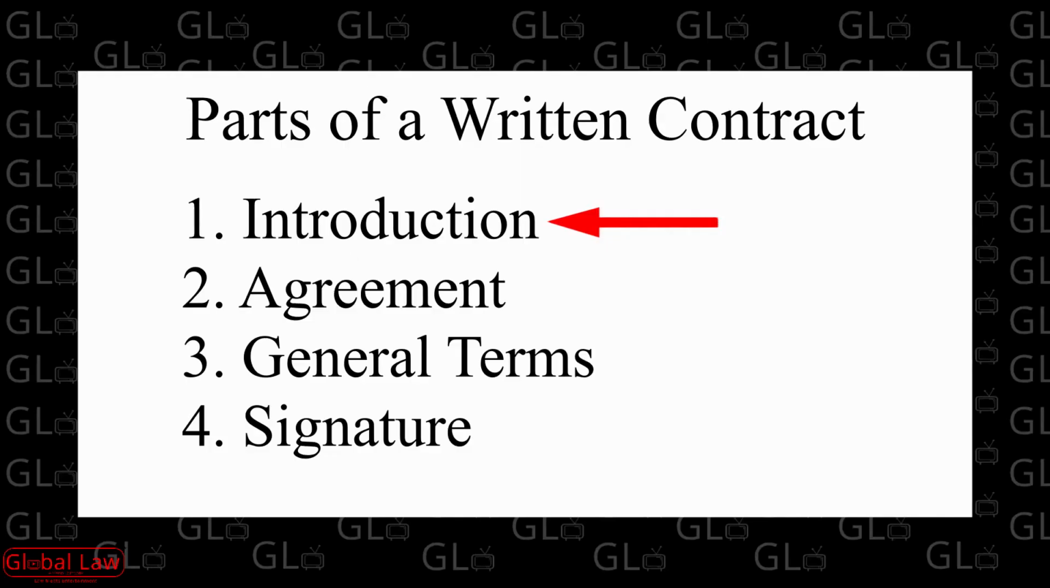There's typically 4 important sections of a contract. There's an introduction, there's the agreement, there's the general terms, and there's a signature. So let's talk about the introduction now. Out of all those sections, the introduction may not be the most important, but it is very important. Everything in a contract is very, very important.